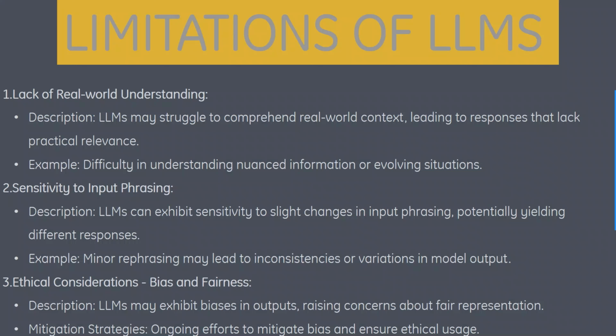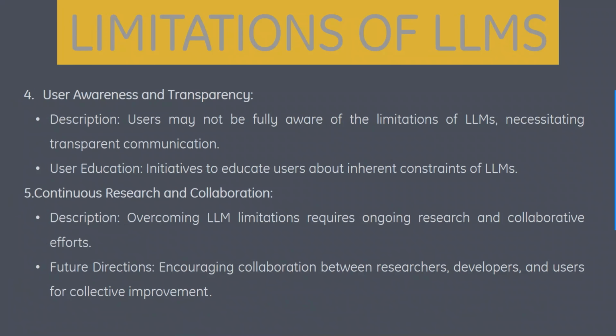Thirdly, we have ethical consideration, biases and fairness. LLMs may exhibit bias in output, raising concerns about fair representation. In terms of mitigation strategies, there are ongoing efforts to mitigate bias and ensure ethical usage. The next thing which comes up is user awareness and transparency. Users may not be fully aware of the limitations of LLMs, necessitating transparent communication. And then we have initiatives to educate users about the inherent constraints of LLMs to overcome this.